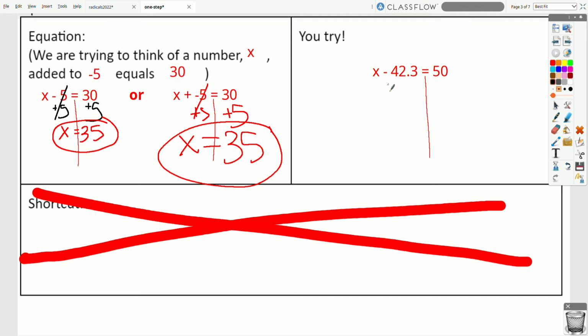Now, you should add 42.3 to both sides. This cancels out, giving us x equals 92.3.